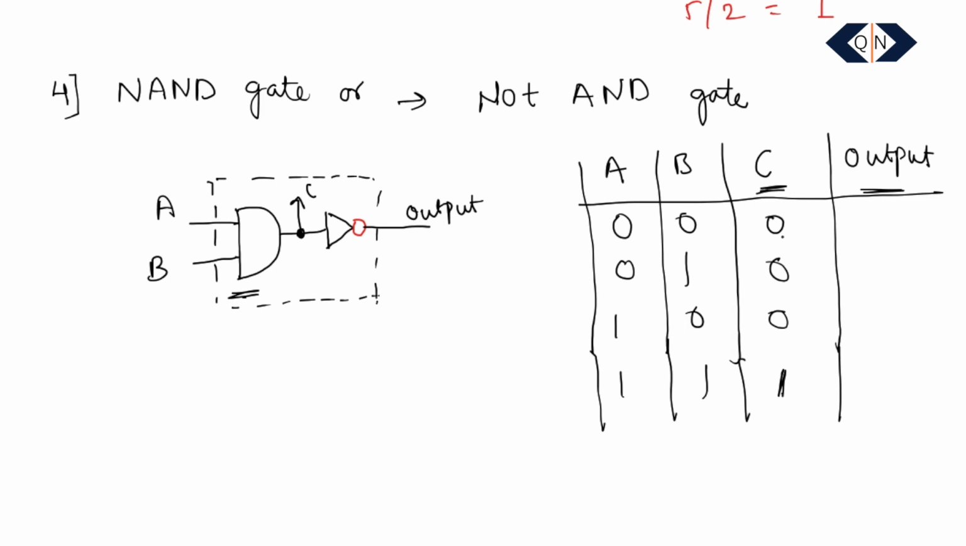Suppose it is 0, then it will be flipped, since this is a NOT gate, so it will flip it. So what will be the final output? Since this is 0, this will be 1. Since this is 0, this will be 1. If this is 1, this will be 0. So these are the possible outputs of the NAND gate.